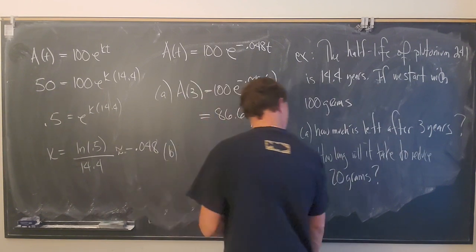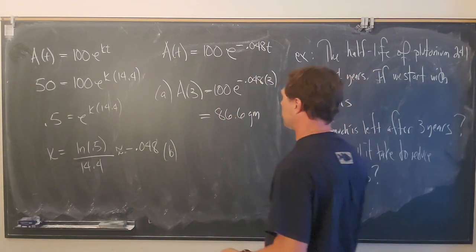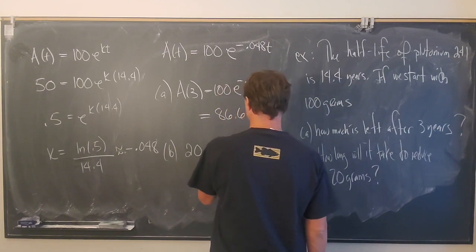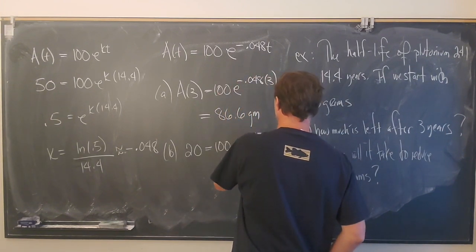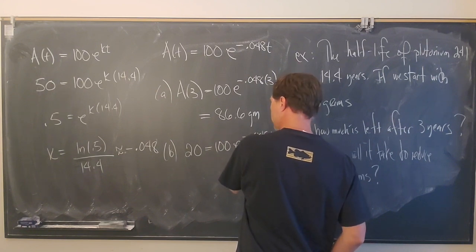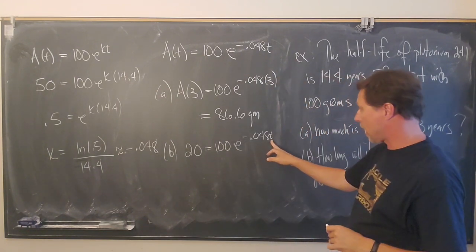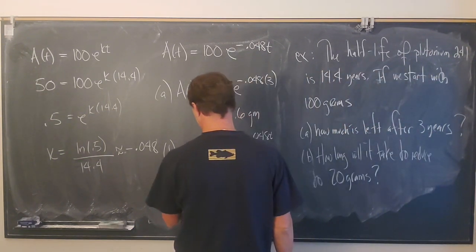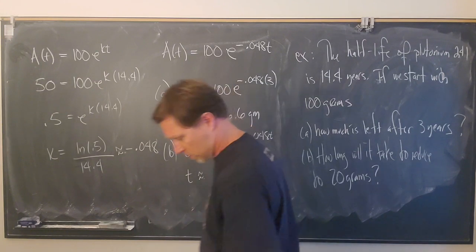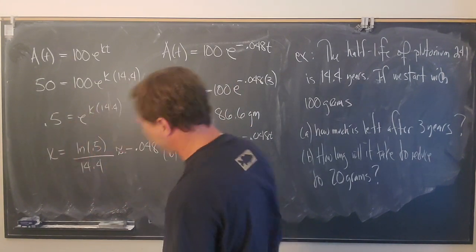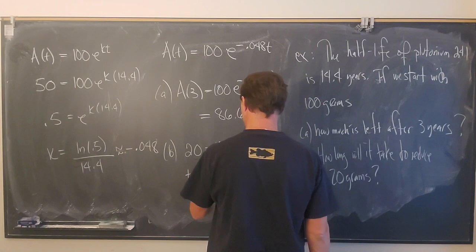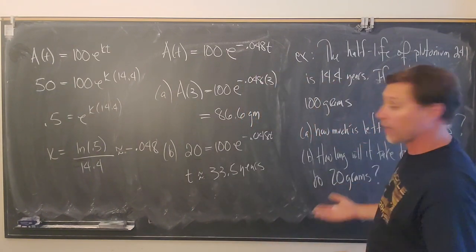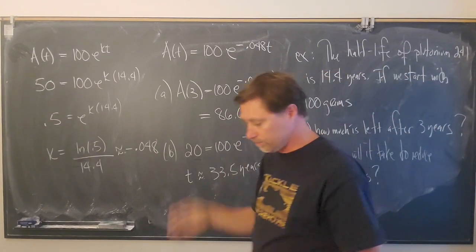And then for part B, how long will it take to reduce to 20 grams? So now we would have 20 equals 100 e to the negative 0.048 t, and our job now is to find t. How long does it take to have an amount of 20? If you solve, t comes out to be 33.5 years. So 33 and a half years later we're down to 20 grams if you start with a chunk of 100 grams.